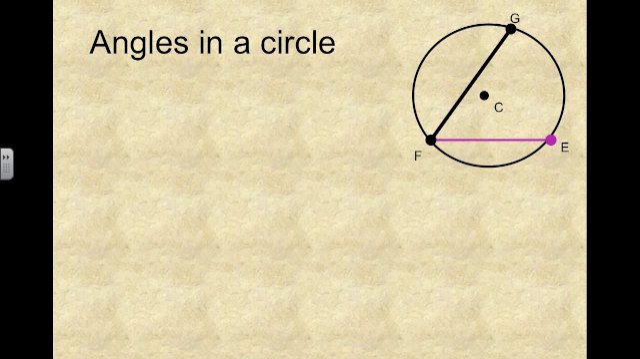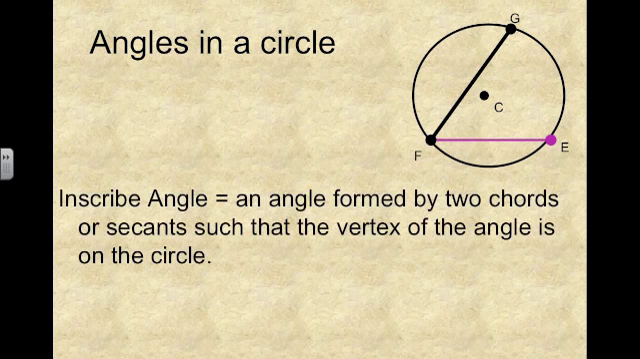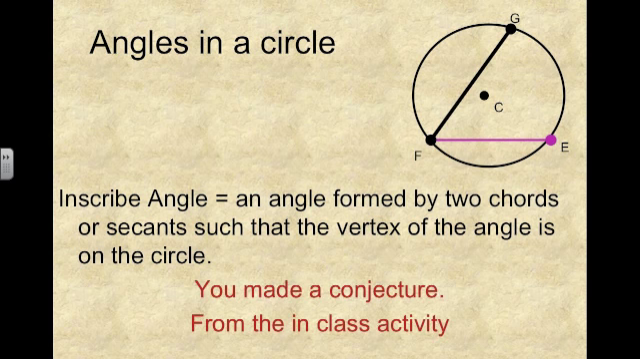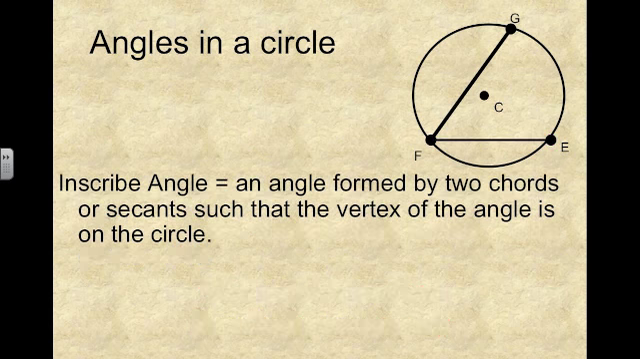So what do we have to do with this? We've got to give this a special name. We call this an inscribed angle. It's an angle formed by two chords or secants such that the vertex of the angle is on the circle. Notice point F is on the circle. Now, we made a conjecture about this angle from our circle investigation, and that conjecture was that the measure of this angle was equal to half the measure of the arc.